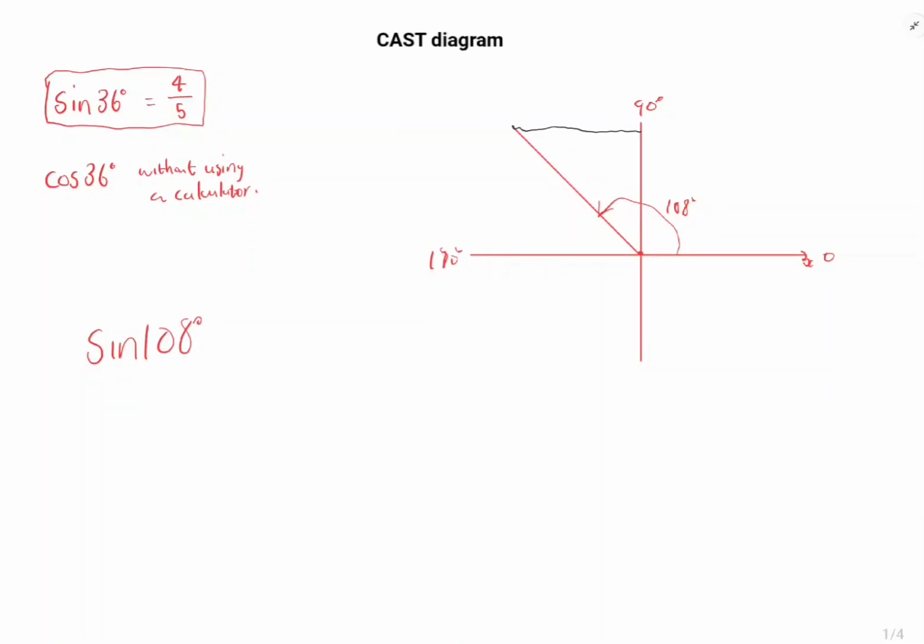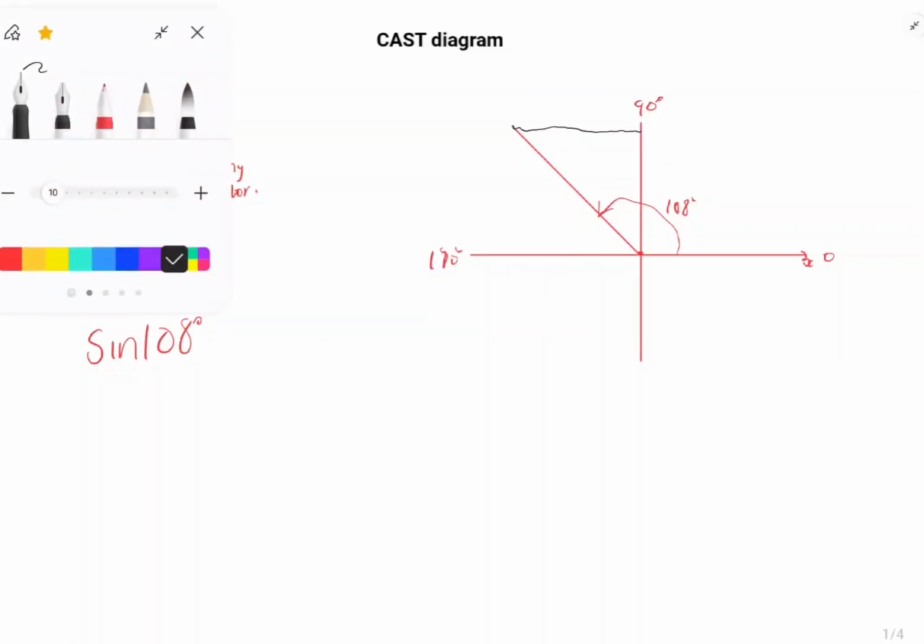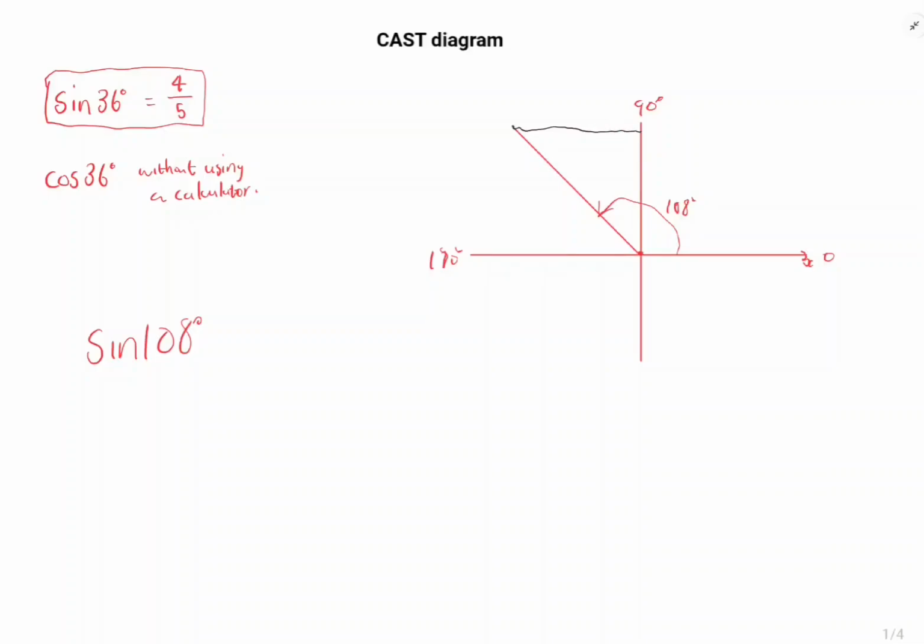So always remember that for every triangle you're going to draw in a CAST diagram, given the trigonometric ratio, you always want to make sure that the final missing line, pull it down so that it is perpendicular to the x-axis. So now going back to our original question of sine 36 degrees.